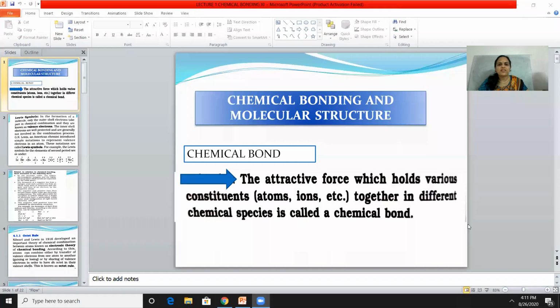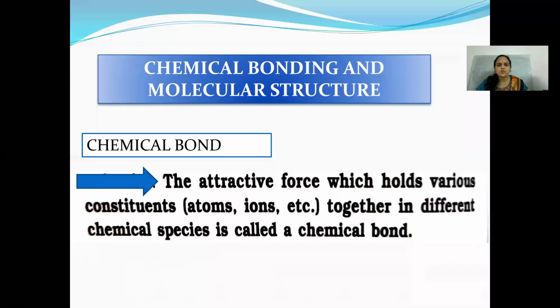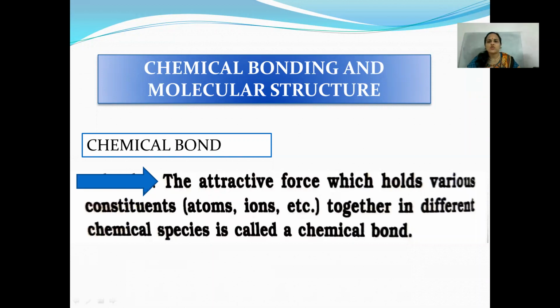Hello students, let us start today with chemical bonding and molecular structure. To start with, let me define a chemical bond. The attractive force which holds various constituents, atoms, ions, etc. together in different chemical species is called a chemical bond.